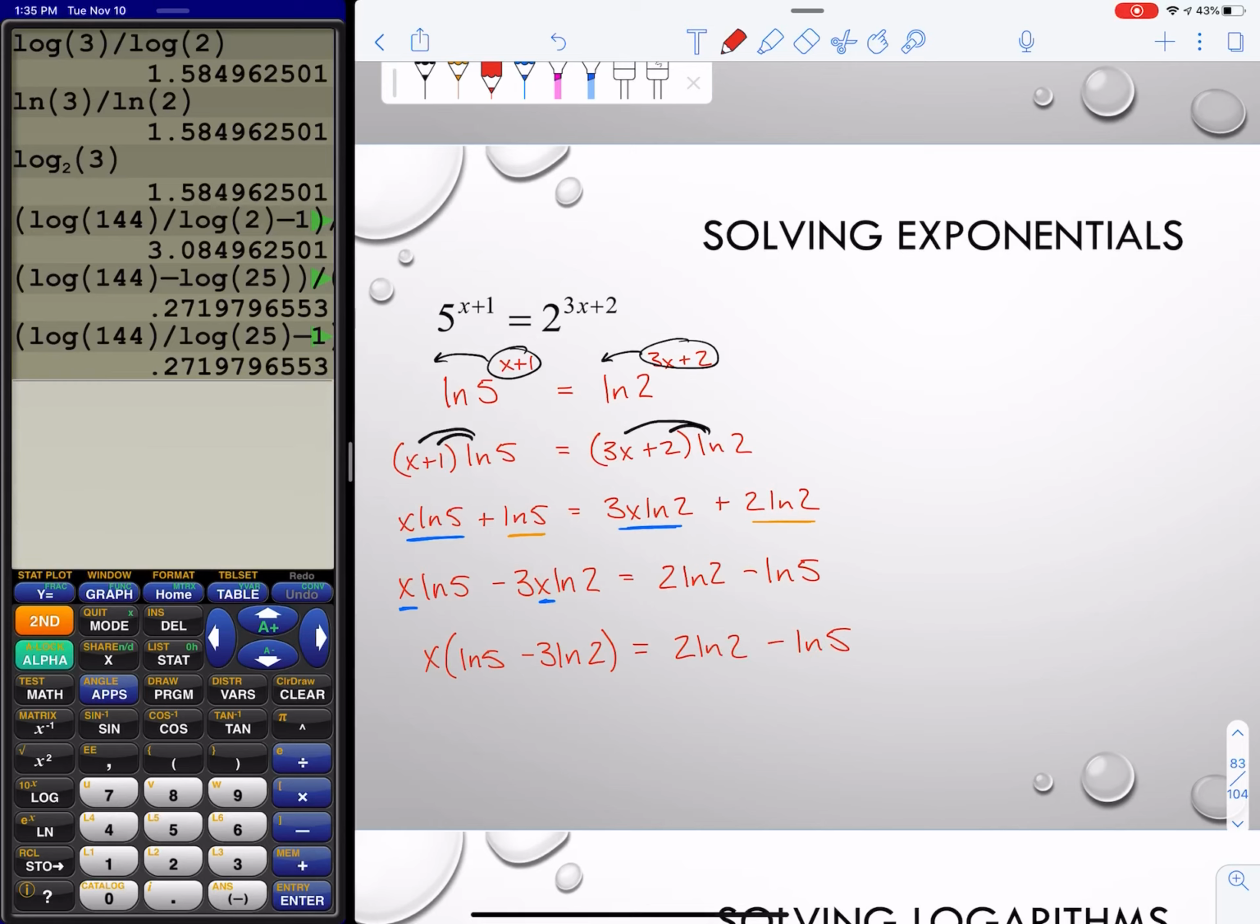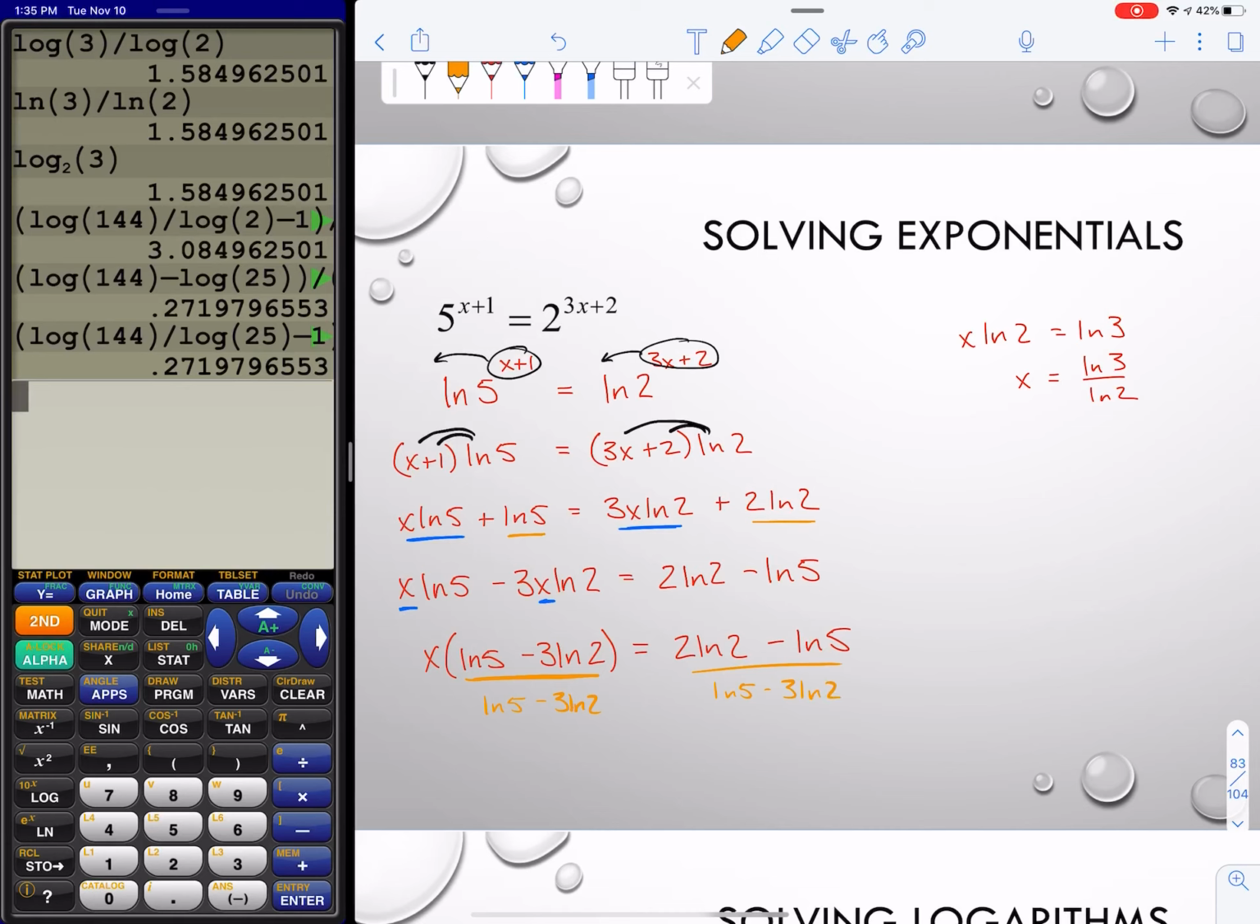And just like before, earlier on, when we had x natural log of 2 equals natural log of 3, we simply divided because natural log of 2 is nothing more than a fancy number, okay? In this example, this natural log of 5 minus 3 natural log of 2 is nothing more than a messy number, so I'm going to divide by it. So we're going to divide by natural log of 5 minus 3 natural log of 2 on both sides.